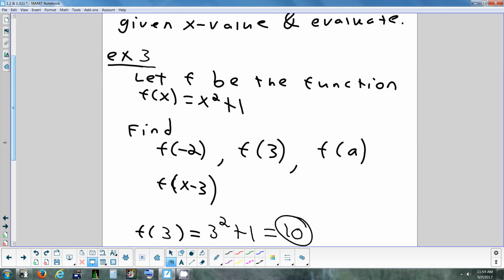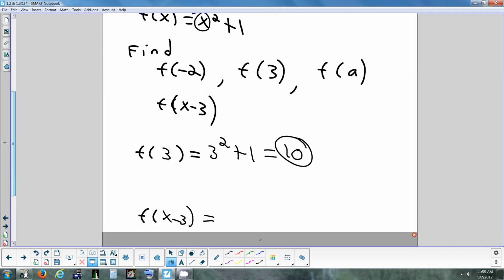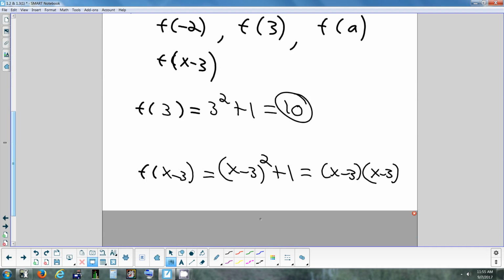I'm going to skip negative 2a. I'm going to do the last one, f of x minus 3. What am I going to replace this with now? What am I plugging in? x minus 3. Yeah, I'm going to plug in x minus 3. And what that means to do is x minus 3 times x minus 3. And you need to FOIL that out.